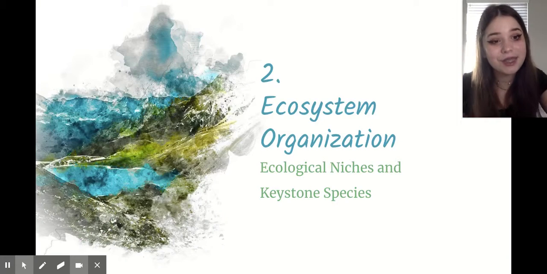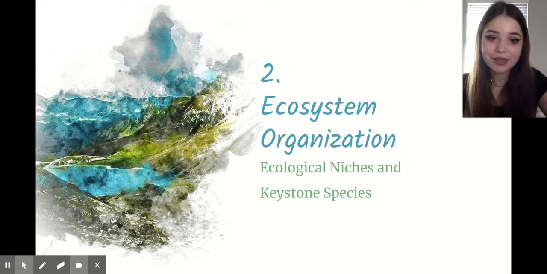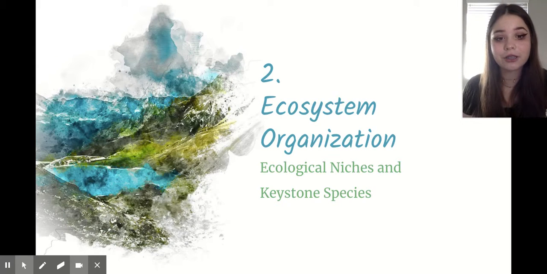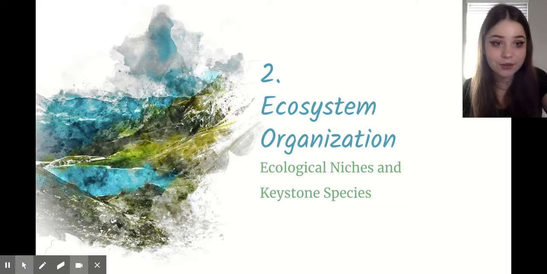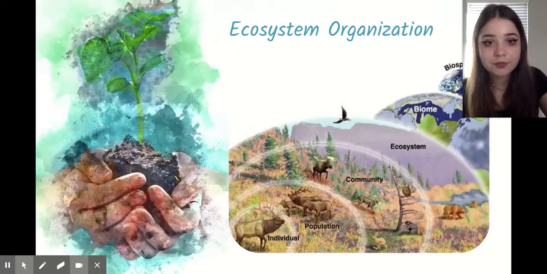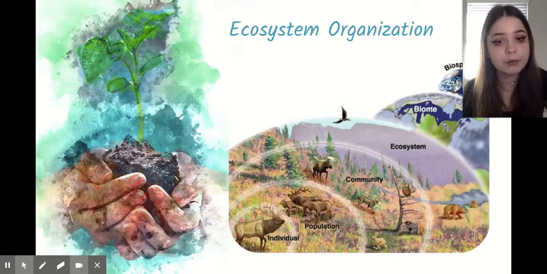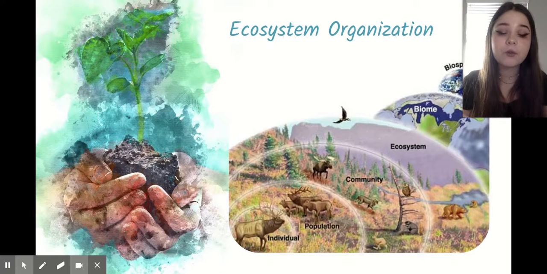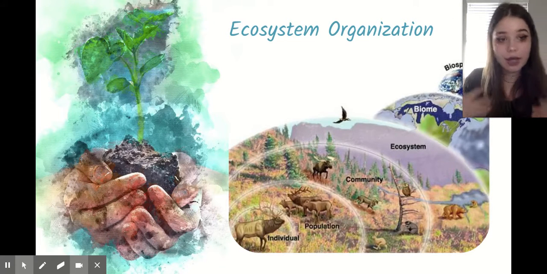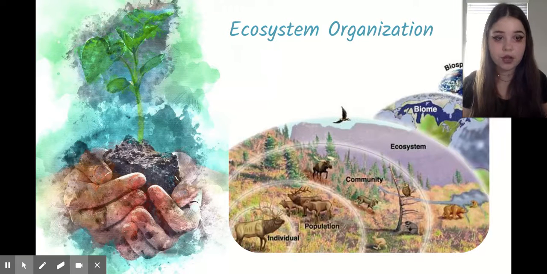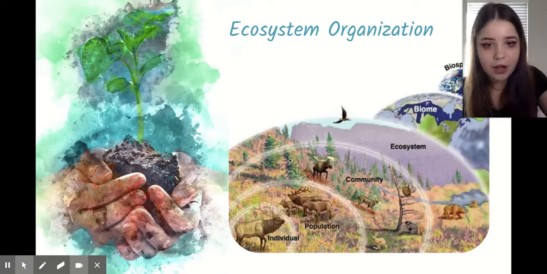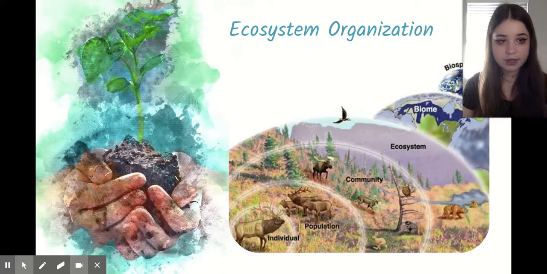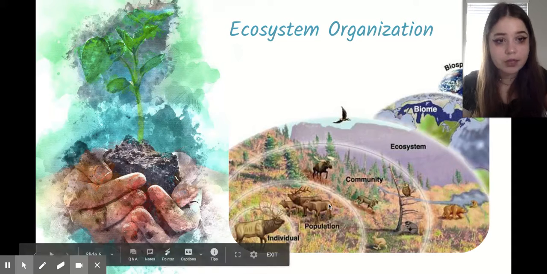Alrighty, so this brings us to ecosystem organization, and we're going to be exploring ecological niches and keystone species. So let's start with how an ecosystem is organized. We're looking at ecosystems on the macro scale. Macro means big, so on the larger scale. We start off with the individual. I'm an individual, you're an individual, but us individuals together form a population. In this picture, you have an elk by itself, but when it's in a group, it's called a population.